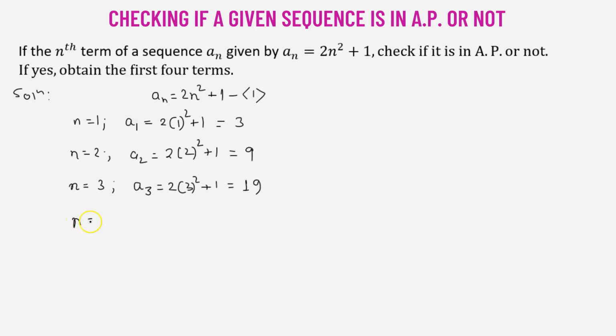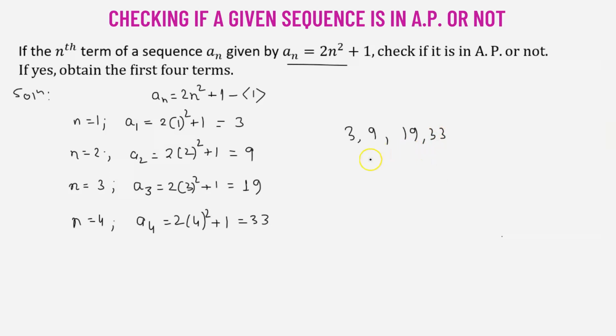Then we'll also compute the fourth term for n equals to 4. So we have a4 equals 2 times 4 squared plus 1. So 4 squared is 16, 16 times 2 is 32, 32 plus 1 will be 33. So we've obtained the 4 terms. This is the sequence with the terms being 3, 9, 19 and 33.